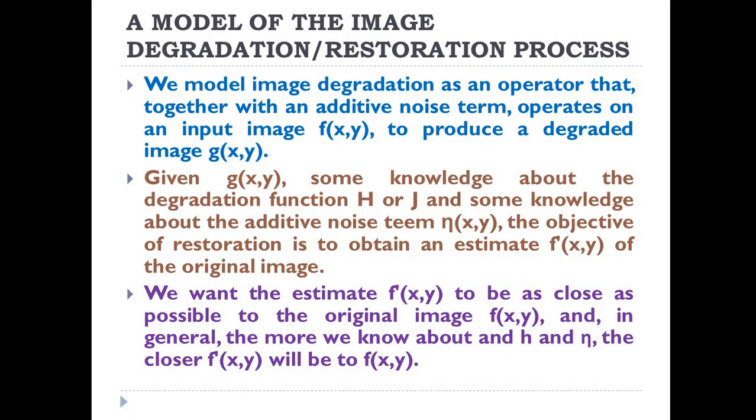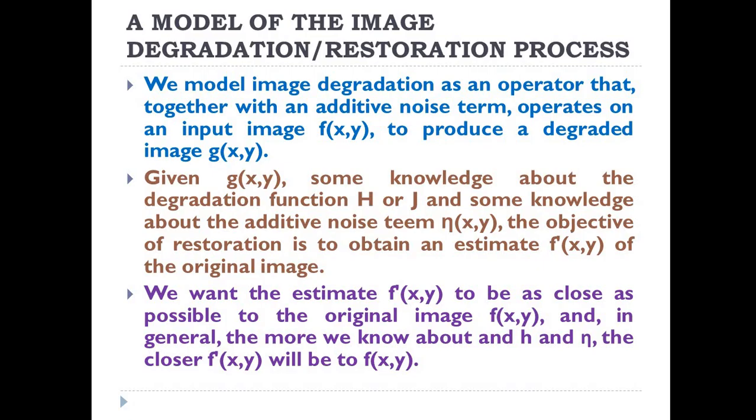Now the objective of restoration is to obtain the estimate of the original image f of x comma y. So f of x comma y degraded to g of x comma y. So available is g of x comma y. From g of x comma y, we are going to estimate f of x comma y. So let me denote it as f dash of x comma y. And the requirement is the estimate f dash of x comma y should be as close as possible to the original image f of x comma y.